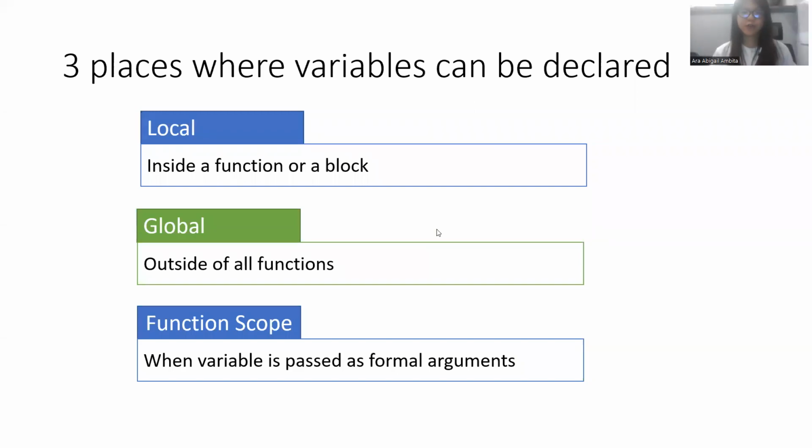Good afternoon, everyone. In the previous video, we discussed local and static variables. Another variable scope that we will discuss is the global scope. A variable will have a global scope if it is declared outside of all the functions. It is global in the sense that it is accessible to every other function in your program.